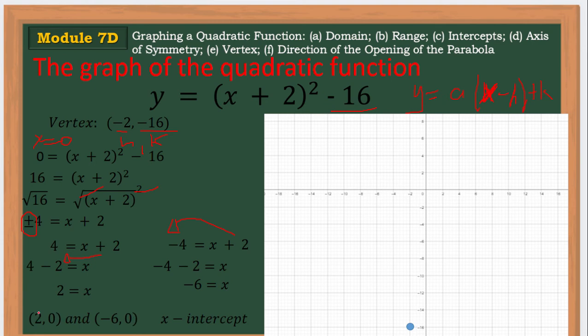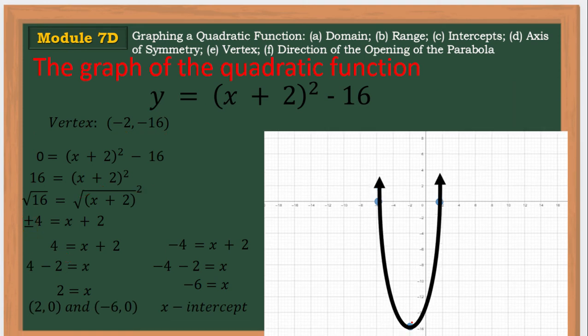So, pag plinot natin (2, 0), so x natin ay 2. Ito siya. Then, x is negative 6. So, andito. So, 2, 4, 6. Ayun, naka 2, 4, 6 kasi itong graph natin dito, Cartesian plane natin. So, next, draw a line. So, ito siya. Okay, dito yung minimum, maximum natin.